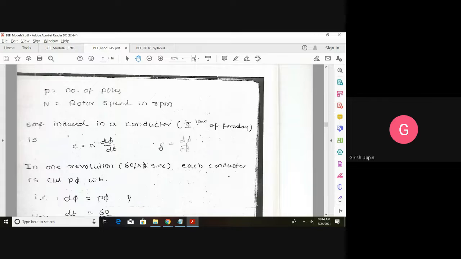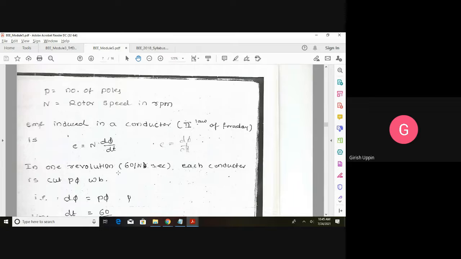Okay, so E is equal to what? We're just going to calculate for the one conductor, then we will multiply with Z. Z is the total number of conductors, so total number of conductors per phase. So we will get the phase voltage for each of the phases. That is how we will calculate.